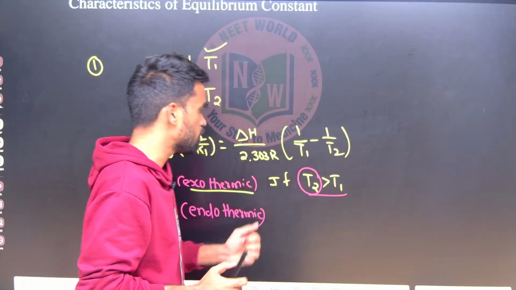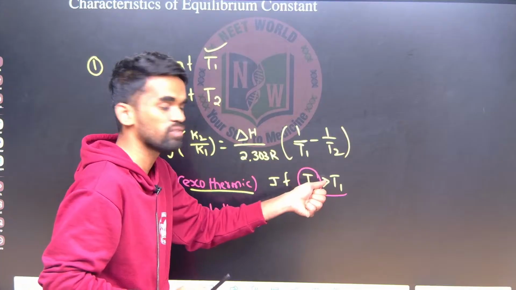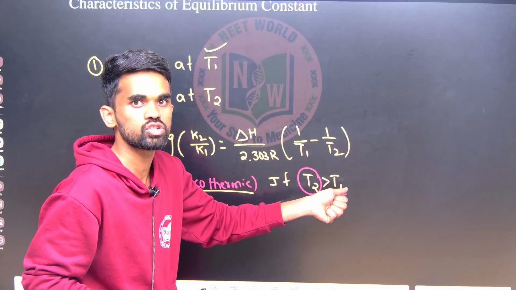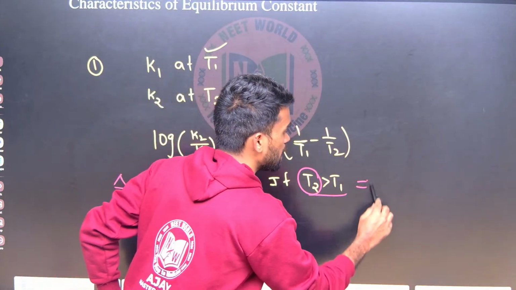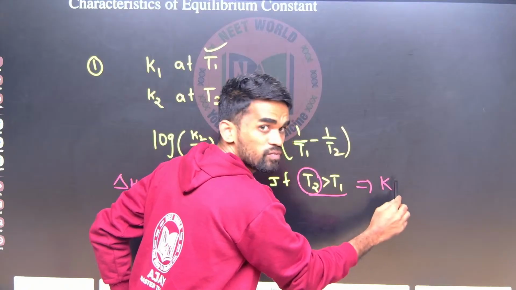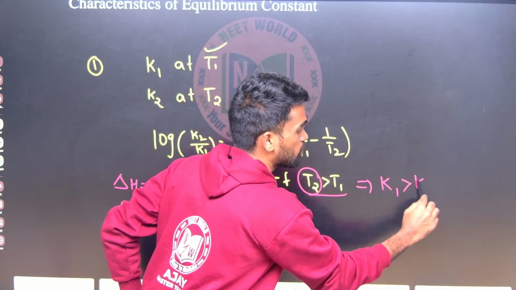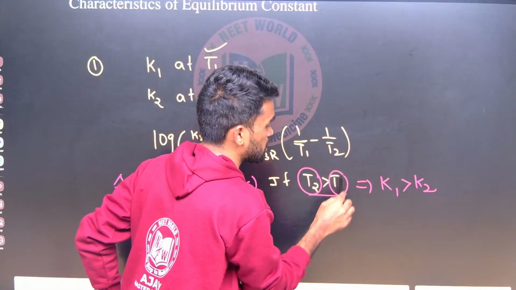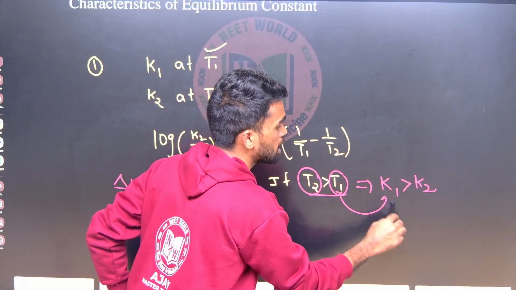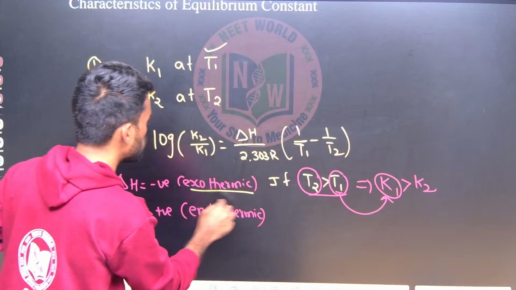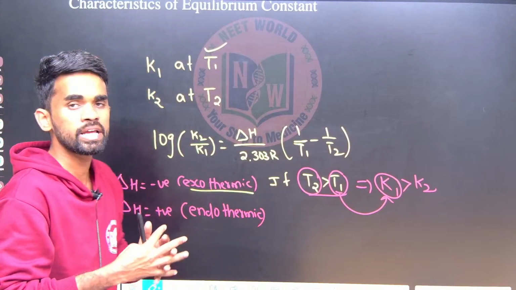So if T2 is greater than T1, low temperatures favor exothermic reactions. It means the value of K1 will be greater than the value of K2, because at temperature T1, which is lower, we have a higher equilibrium constant, because exothermic reactions are favored by lowering the temperature.